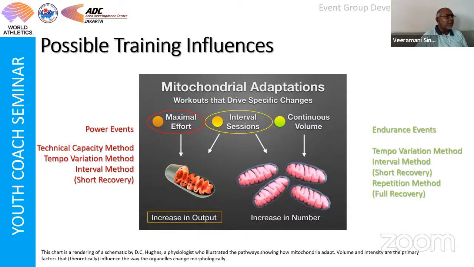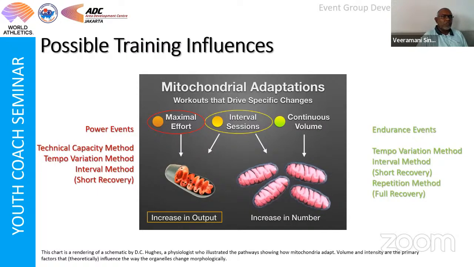And for power events, especially if I move the 800 slightly to the sprint aspect of running, I mean the long sprint aspect, it can be considered a semi power event already. So again, various methods such as the technical capacity method, tempo variation, and interval with short recovery could also be considered as ways we can improve it.